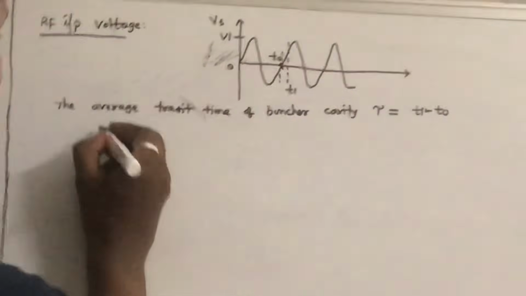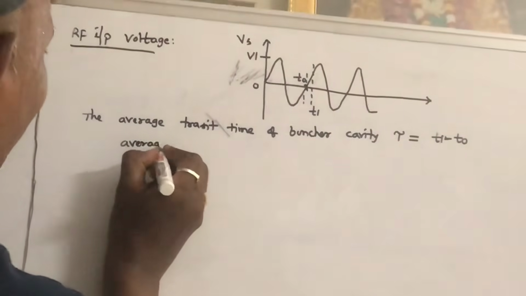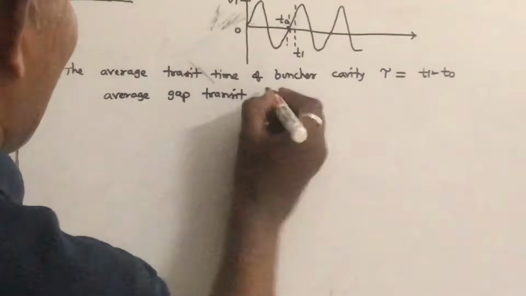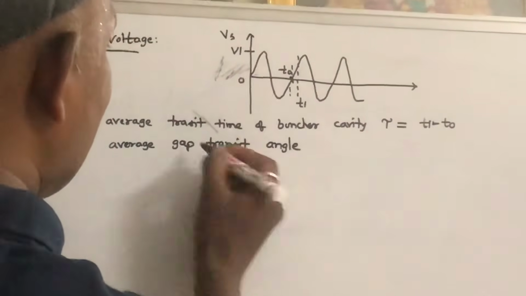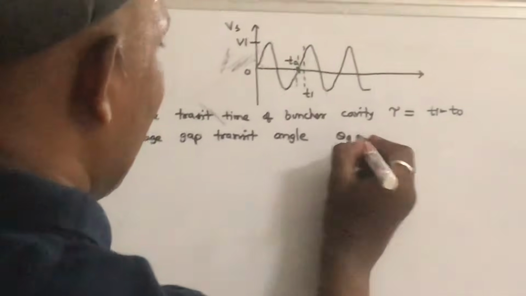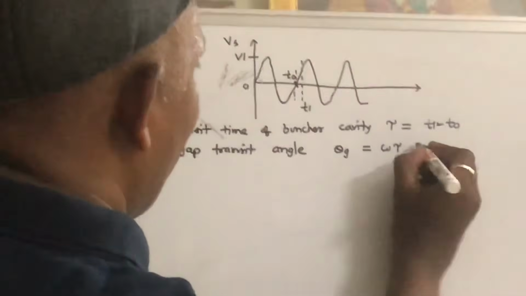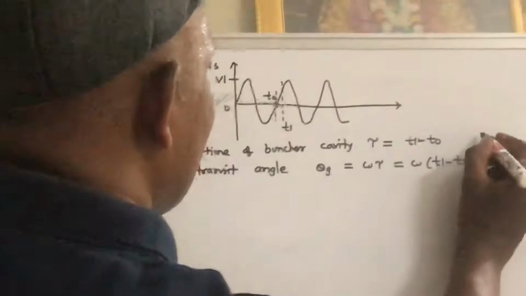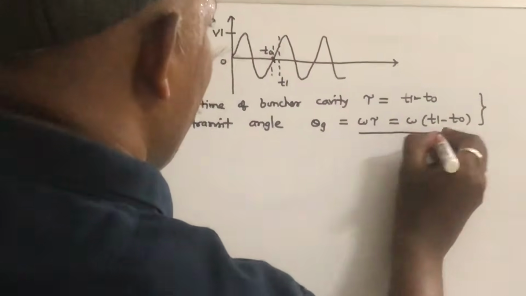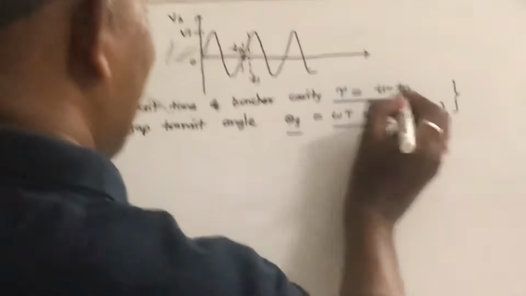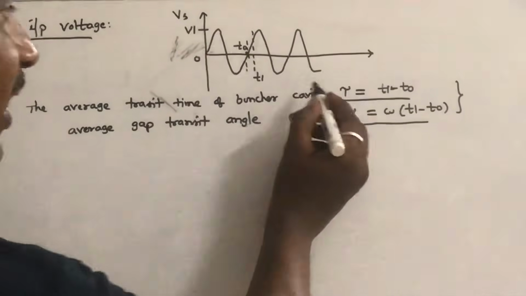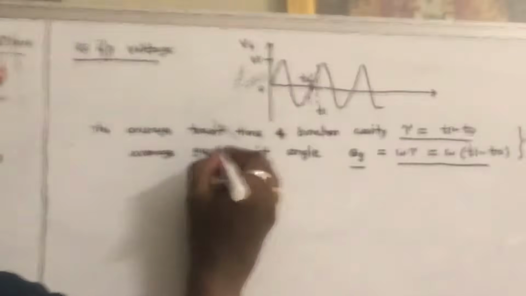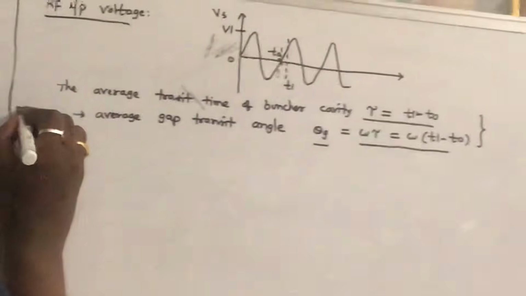So now the average gap transit angle of the buncher cavity is represented with theta g. What is the formula? Omega tau. Substitute what is tau? T1 minus T0. So we use this relation further. Remember this equation. So this is the transit time of the buncher cavity gap. So this is the buncher cavity gap transit angle.